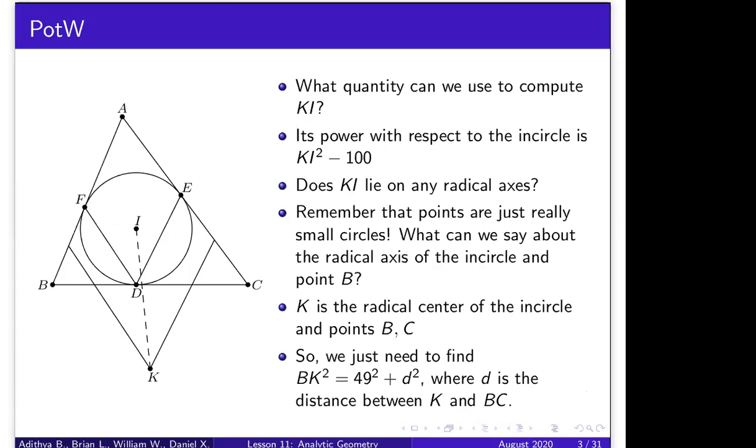Oh, I skipped a tiny step here. So actually note that K lies on the radical center of B, the incircle, and C. So its power with respect to B and with respect to C is actually the same. So BK equals CK, and K lies on the perpendicular bisector of BC. So with this in mind, we just have that BK squared is 49 squared plus d squared by Pythagorean theorem. 49 is 1/2 the length of BC, since K lies on the perpendicular bisector. Is this making sense so far?